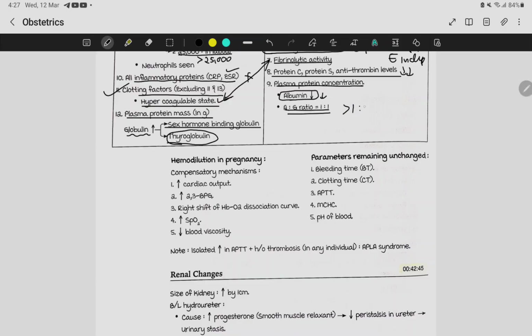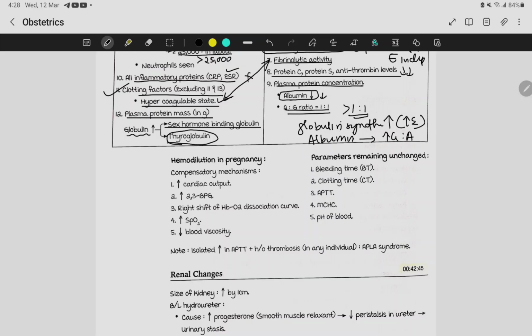Normally it is more than 1:1, right? But what happens is that since globulin synthesis increases because of increased estrogen, but albumin is decreased. Okay, albumin decreases, why? Because of hemodilution, right? Hemodilution, plus hepatic protein synthesis is altered. This causes increased globulins compared to albumin, right? So it becomes 1:1.